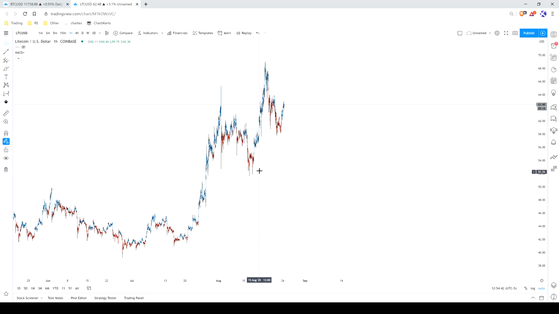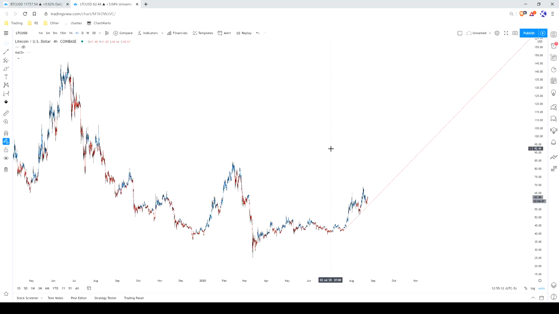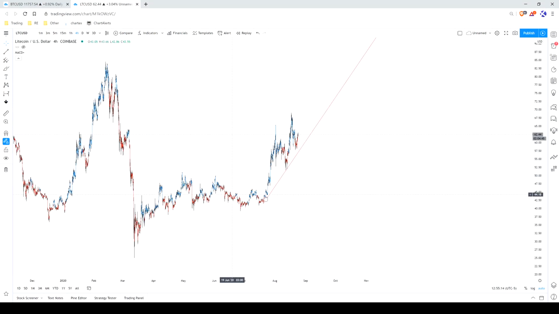Litecoin had a correction here, moved up out of it. Is this the first wave of a new correction? This one isn't the same in the fact that it didn't break this trend. This local trend was broken, but we have a trend line here that was not. So the larger trend was not. But it is very possible that Litecoin does the same thing.